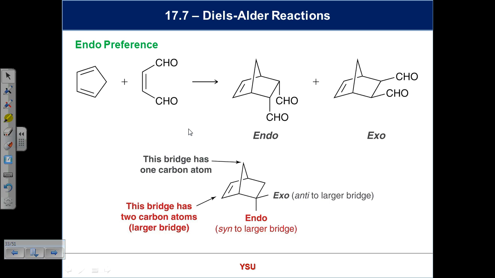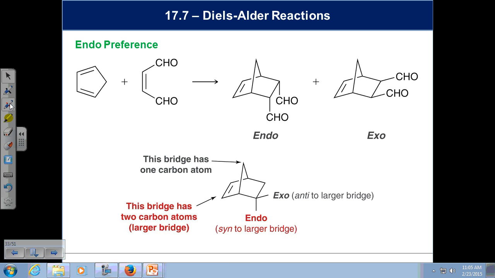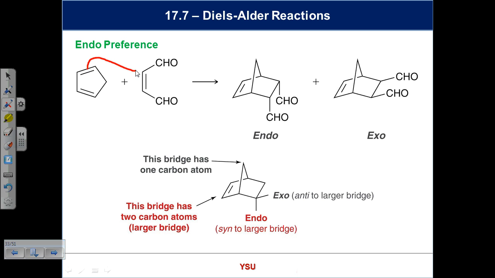And we're doing the 4 plus 2. If you wanted to draw a mechanism, you would take 2 pi electrons from there and attack that carbon, and take 2 pi electrons from there and attack that one, and then the last two end up as the retained pi bond in the product every time. And every time you get a six-membered ring. Well, what's happened now is we've got two isomers. One is called endo and one is called exo.